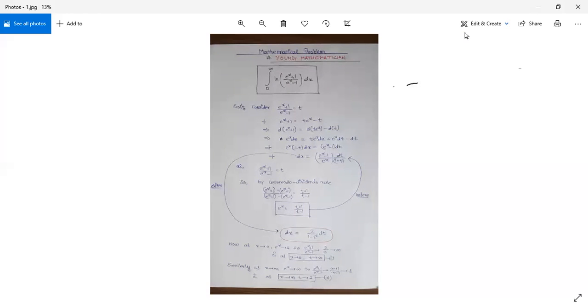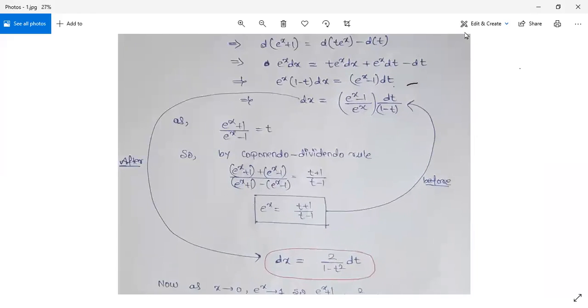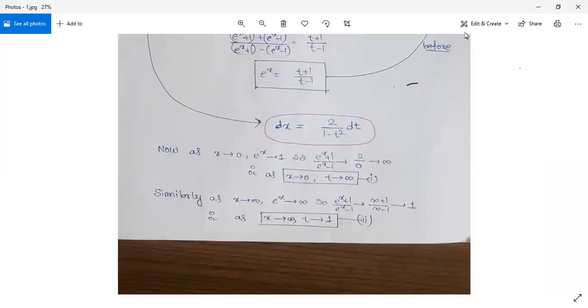Similarly, when x is approaching infinity, e to the power of x will also approach infinity. So (e^x + 1) divided by (e^x - 1) will be just infinity plus 1 divided by infinity minus 1. Now we all know that infinity plus 1 and infinity minus 1 are almost the same, because if there's a number which is extremely large and you add 1 to it, it doesn't make a difference. Similarly, if we subtract 1 from that extremely large number, it also doesn't make a difference.